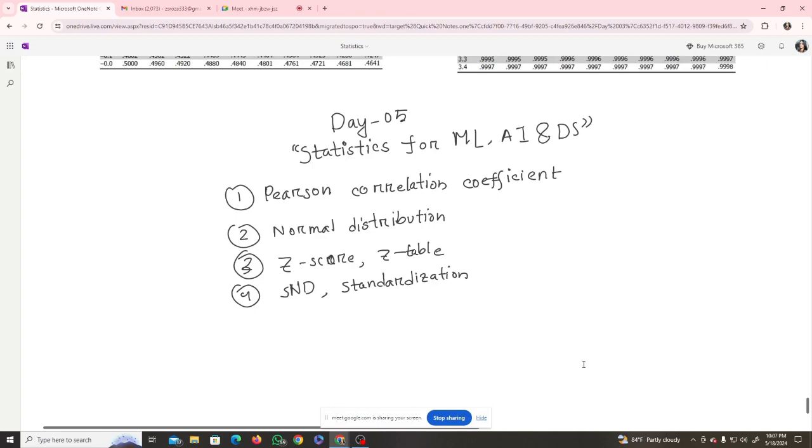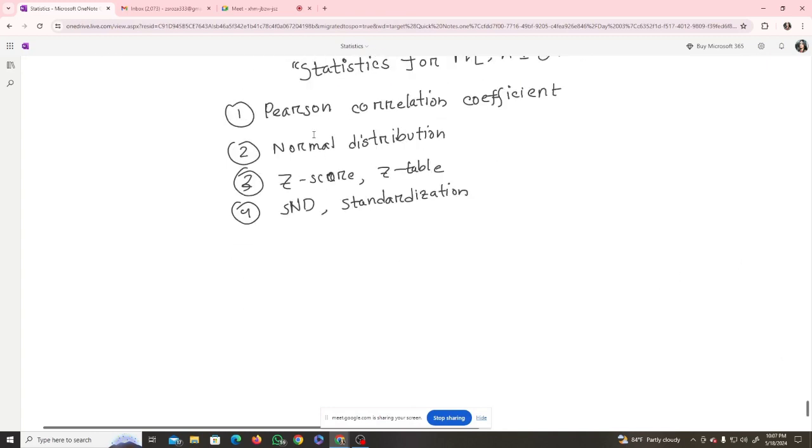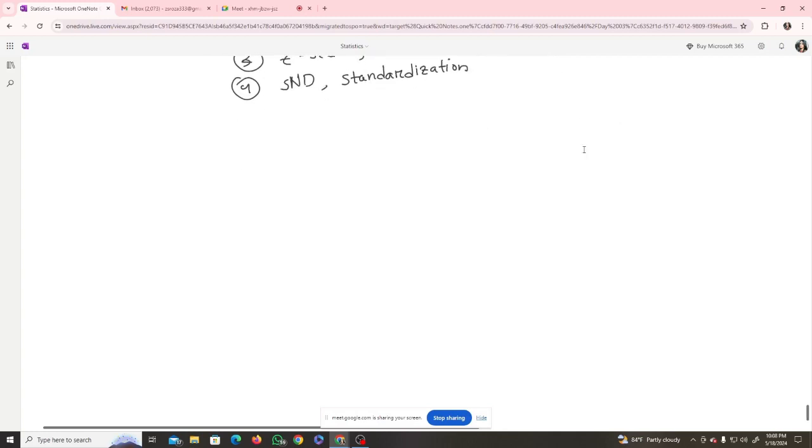In today's session, we will be talking about Pearson Correlation Coefficient, which was left in the last session. Then we will talk about normal distribution. Then we will know what is Z score, Z table. Then we will understand what is standard normal distribution and how to convert the normal distribution to standard normal distribution. To know that, we will understand the standardization process. So let's get started. Firstly, let's start with Pearson correlation coefficient.